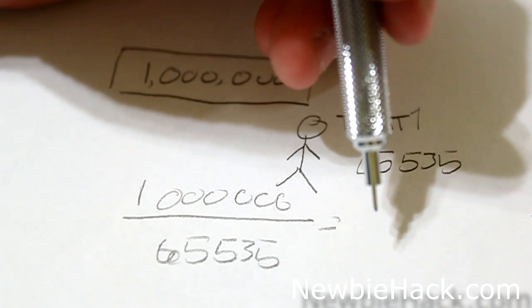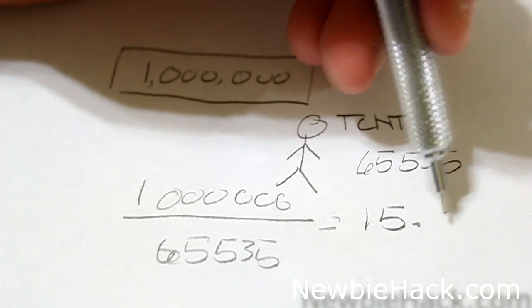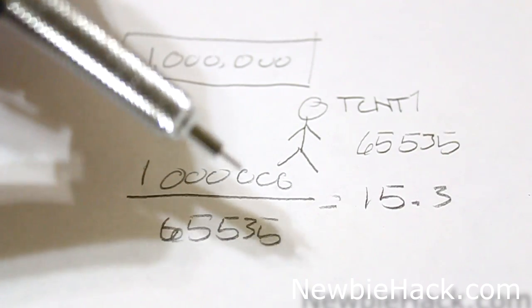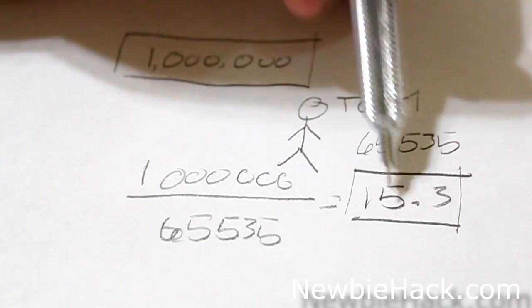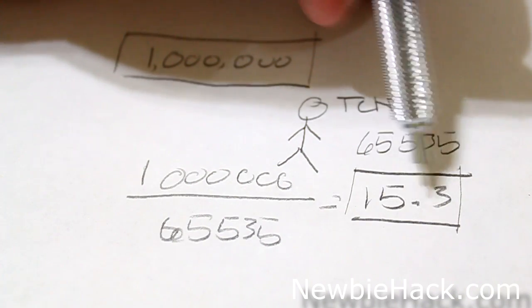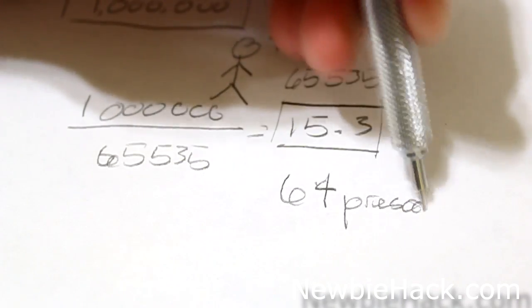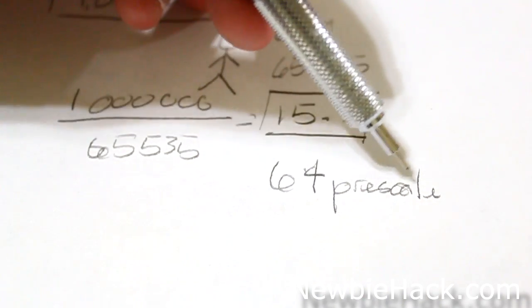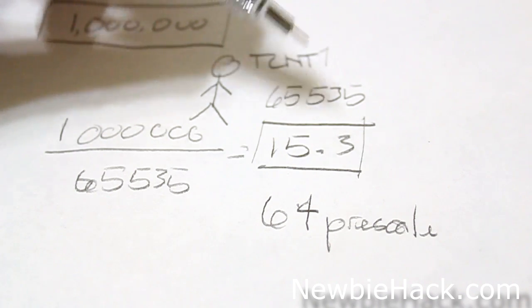And this is equal to somewhere around 15.3 or so. This number essentially tells us the lowest prescale that we can use. Now we know that 8 obviously won't work because this is higher than 8. So we're going to have to go all the way up to 64. So 64 prescale is a number that the 16-bit TCNT1 will be able to handle.